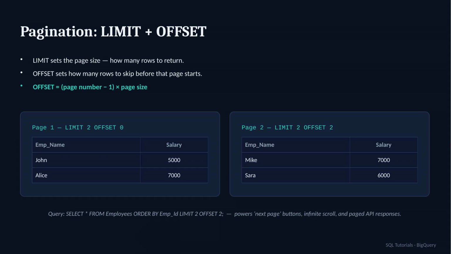This same OFFSET idea powers pagination. LIMIT sets your page size, OFFSET says how many rows to skip before that page starts. Page 1 is LIMIT 2 OFFSET 0, John and Alice. Page 2 is LIMIT 2 OFFSET 2, Mike and Sarah. In general, offset equals page number minus 1, times page size. This is exactly how a next page button, infinite scroll, or a paged API response works under the hood.